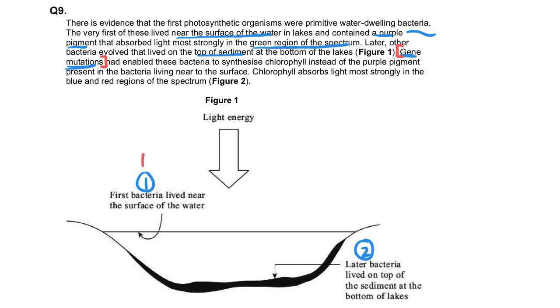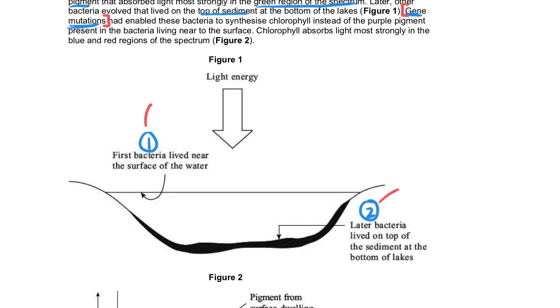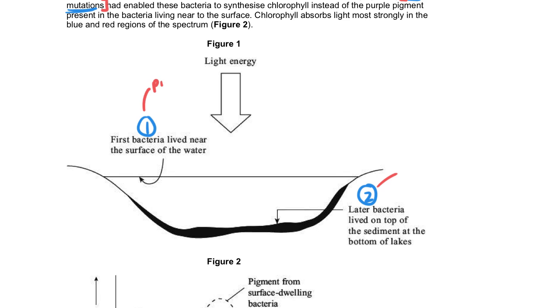So I'm just going to annotate my diagram so I know what's going on. These first bacteria have got a pigment that is purple, and they can absorb the green light. Whereas the bacteria at the bottom of my lake have got the pigment chlorophyll, which we know is green, and they absorb the blue and red regions of light.